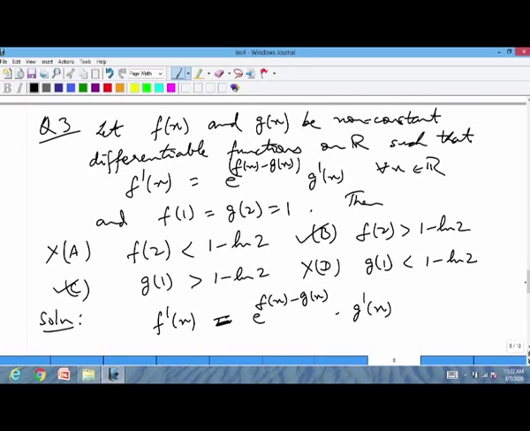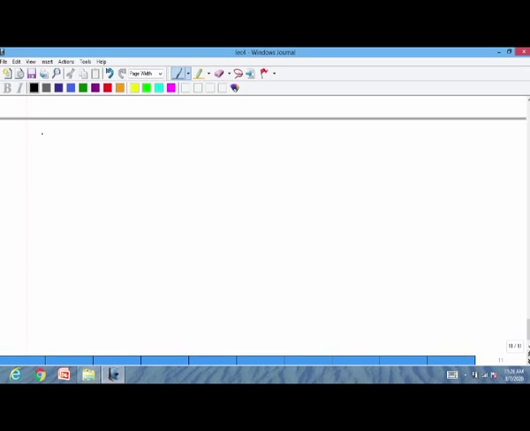Again, you should note that if in this question it was not given that these are non-constant functions, then you can take f and g to be the constant function 1, and then clearly this equality is satisfied because both sides are 0. So, in that case f of 2 will also be equal to 1 and g of 1 will be 1, which is clearly bigger than 1 minus log 2. So, you can easily get options B and C without doing any work. Let us now do problem number 4.